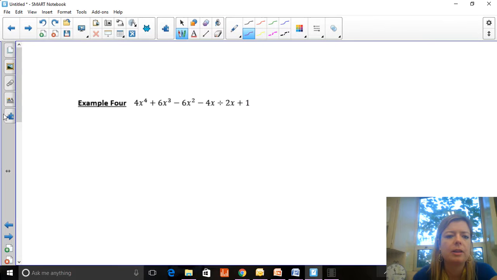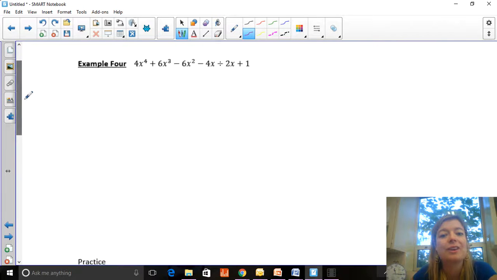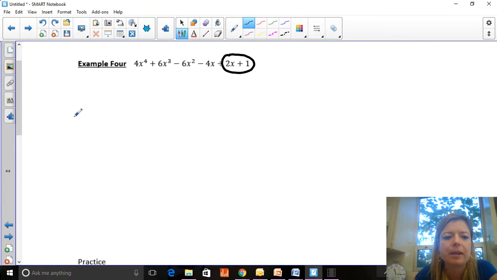Okay, last example, and then there's one more practice one for you guys, which I know you're going to come to class having actually tried it. Okay, so here, this divisor is a first degree polynomial, a binomial. So we actually can use synthetic division. So I'm going to show you both ways of doing it.